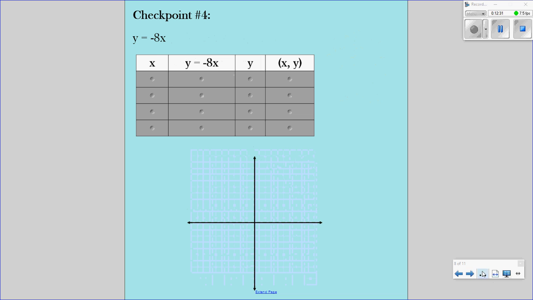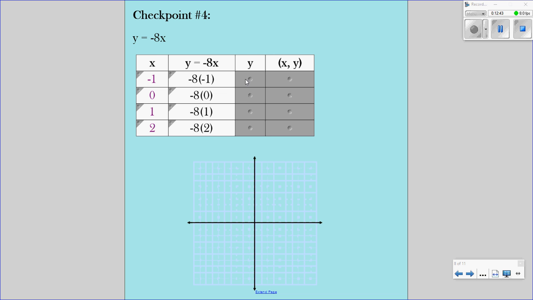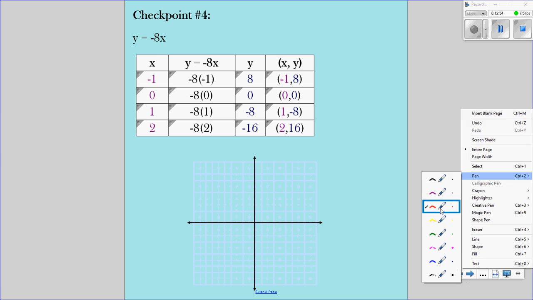Okay, next one. Same thing. This one is already in its y equals mx plus b format. So I choose my x's, and then I plug it in and I get my y's. I know this one's not going to be on the graph, but I have the 3 others that I can use. Then I have my coordinate points, so that's what I'm going to plot on the graph.